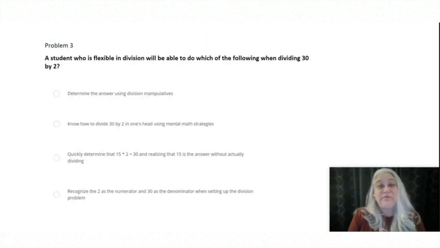A student who is flexible in division will be able to do which of the following when dividing 30 by 2? So when we look at our answer choices, determine the answer using division manipulatives. The use of manipulatives just shows that the student is able to use the manipulative in order to come up with the answer, but doesn't necessarily show flexibility. The next choice says know how to divide 30 by 2 in one's head using mental math strategies. While using mental math strategies is a nice strategy, it doesn't necessarily show flexibility, so that would not be the best answer. Quickly determine that 15 times 2 is equal to 30, and then realizing that 15 is the answer without actually dividing is definitely going to be the best answer choice here.